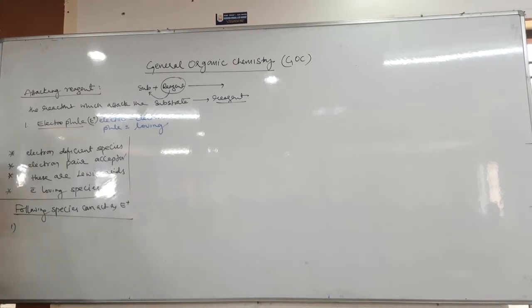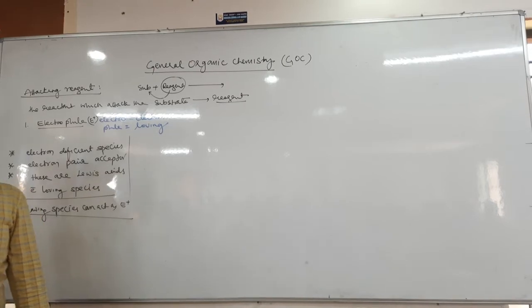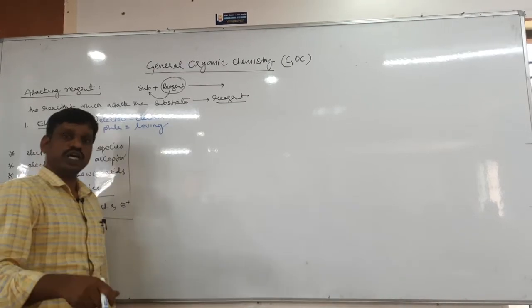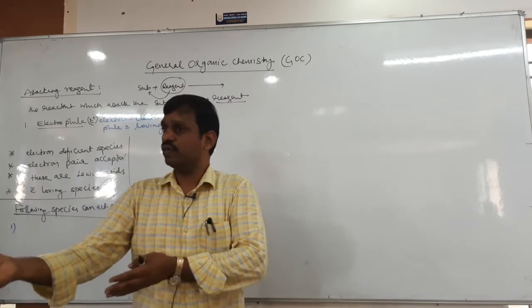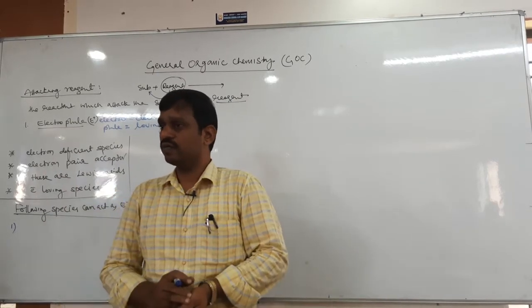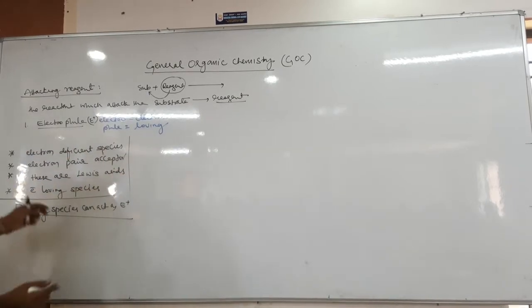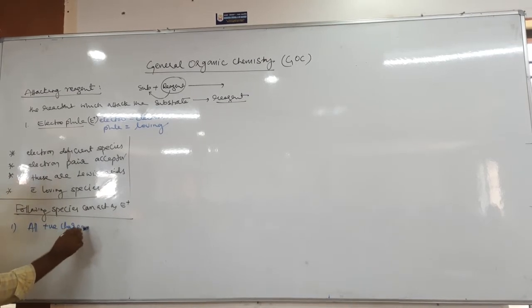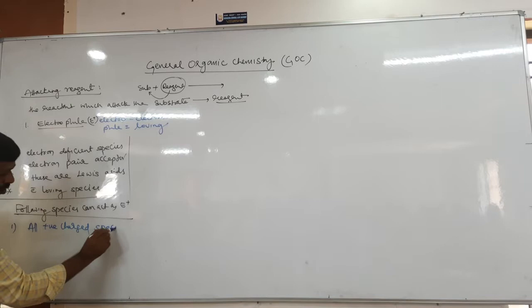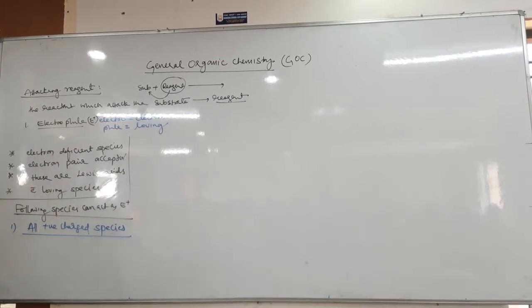Can I take all positively charged species? Why? If any species has a positive charge, it is deficient of electrons. No? They are deficient of electrons. That means they can take electrons. Right? They are electron pair acceptors. So therefore, all positively charged species are electrophiles.